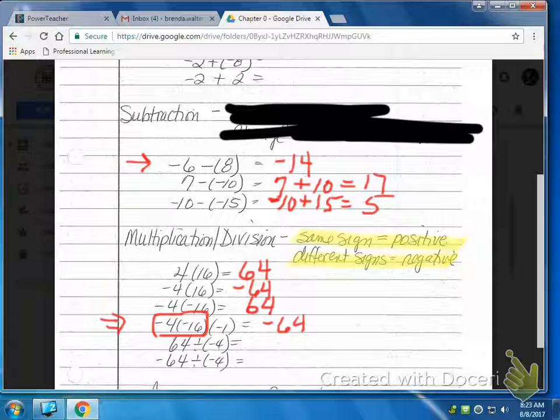Division, very similar. So if I take +64 divided by -4, what am I going to get? -16. -64 divided by -4, +16. So yes, you need to know your multiplication facts. No, I don't want you to use a calculator even for that. Follow the sign rules, and I think you'll be fine.